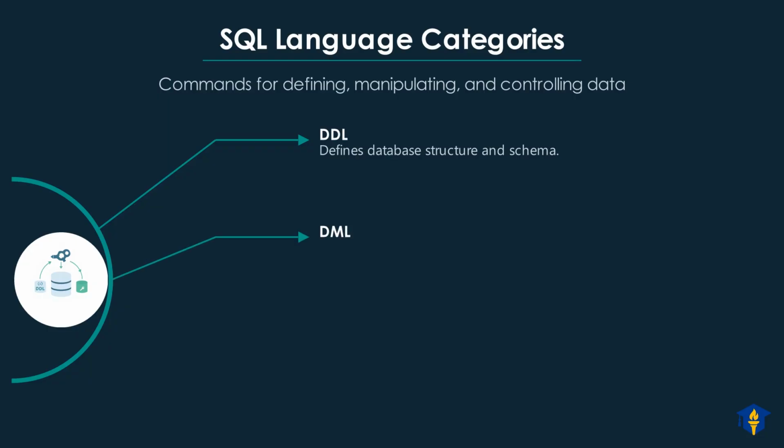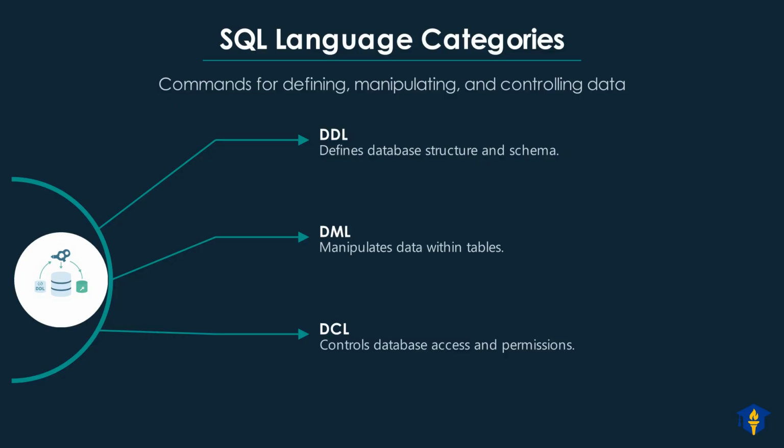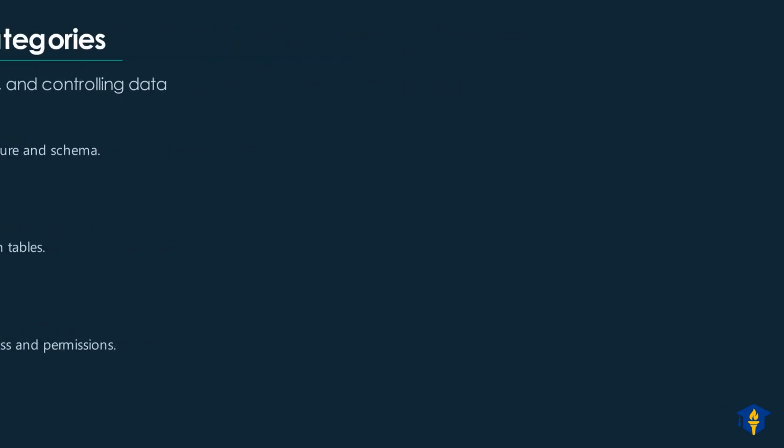Next, we have DML or Data Manipulation Language for managing data content. DML commands are primarily used to manipulate the data contained within your tables. Lastly, DCL or Data Control Language handles access and permissions. DCL commands control database access and manage all user permissions and security.